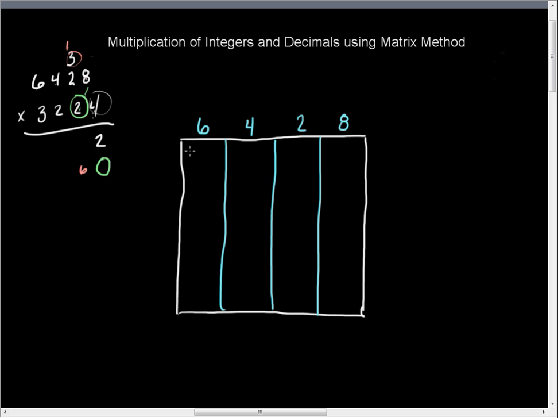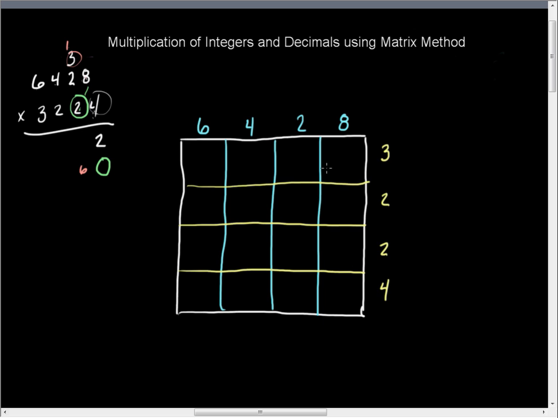I'm going to change the yellow for the multiplicand. 3, 2, 2, 4. And again, we're going to separate these, but this time we're going to separate into rows. And so now that we have them in rows and columns, we have cells. Later on, you'll call this whole thing a matrix, and these cells will be entries.